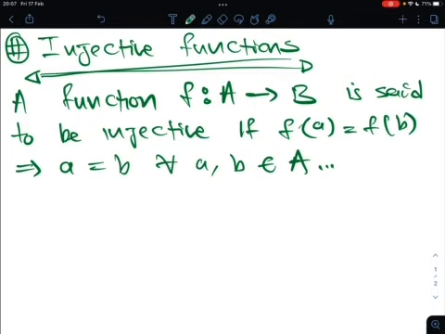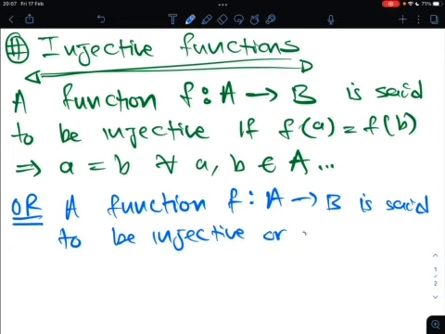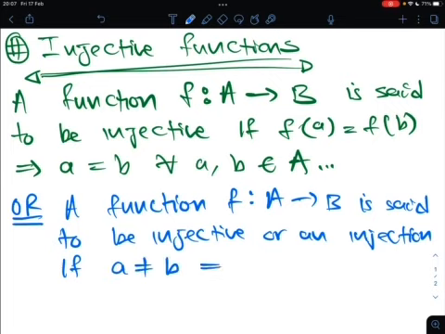So we say a function is injective every time when you assume that f(a) is equal to f(b) will always result in a being equal to b. So every time when this leads to that, then we say a function is injective. Or sometimes you can also use the negation to define a similar thing. So a function f from A to B is said to be injective, or an injection, if a not equal to b implies that f(a) is not equal to f(b).